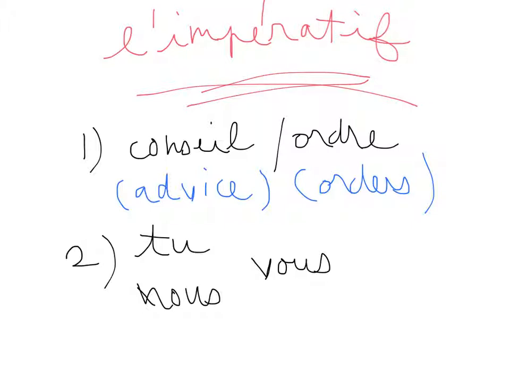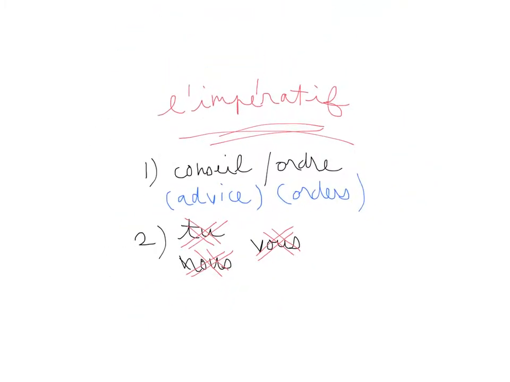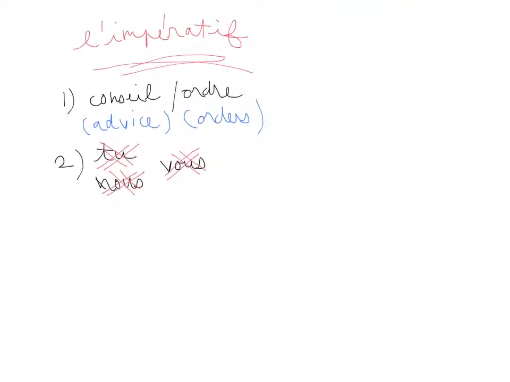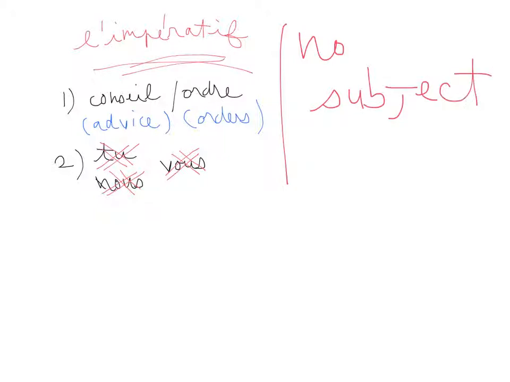However, keep in mind that if I use imperatif, I will not write down the subject. Okay? Imperatif is a tense without subject. Alright? You have no subject in the imperative. Ever, ever. Pas de sujet. So how does it work?